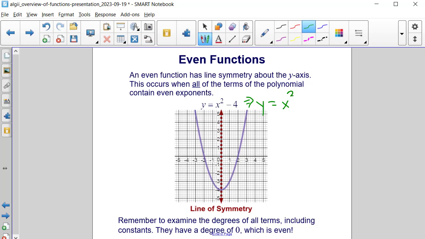equals x squared minus 4 times x to the 0 power, because x to the 0 power will be 1, and 4 times 1 is 4. So it would simplify to x squared minus 4. So remember to examine the degrees of all terms, including the constants. They have that degree of 0, and 0 is an even number.